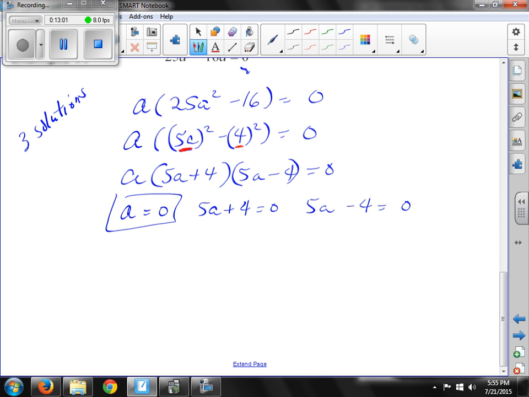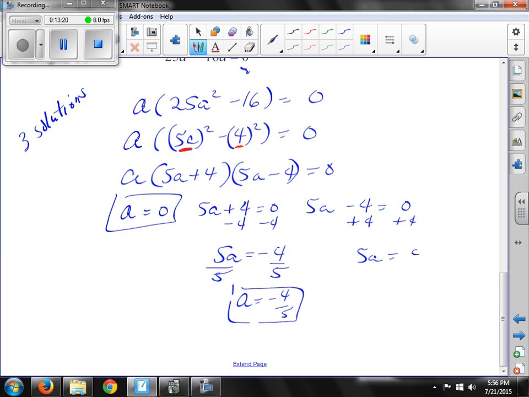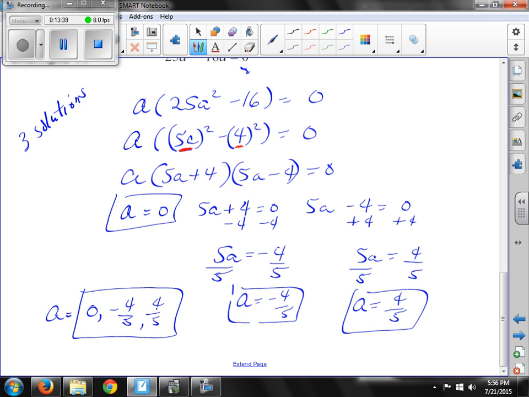First solution, a equal to 0. Second solution, I'll have to subtract 4 from both sides. 5a equals negative 4. Dividing by 5, I'll have a is equal to negative 4/5. There's my second solution. My third solution, I'll add 4 to both sides. 5a is equal to 4. Dividing by 5, I'll have a is equal to 4/5. So writing them all three together, I'll separate them with commas. 0, negative 4/5, and 4/5. Those are my three solutions separated by commas.